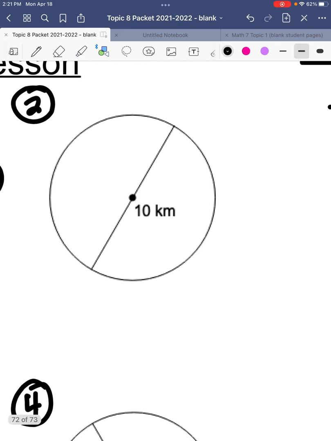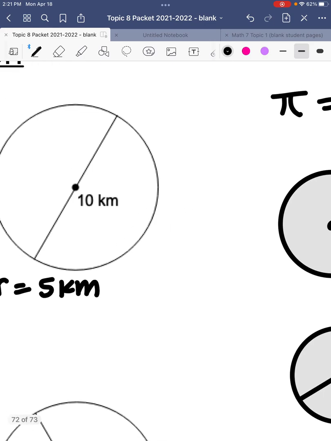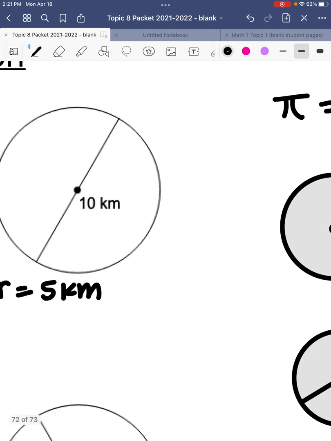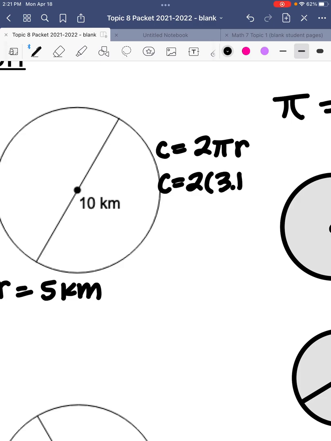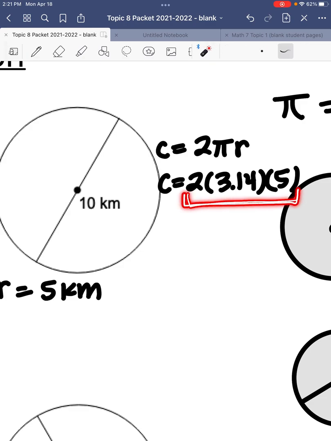So again, I have a circle with a diameter. So I need to know my radius. Well, my radius is half of the diameter. So half of 10 is 5. My radius is 5 kilometers. So remember our formula. Don't really have a whole lot of room here because of all the extra notes I did. It's 2 times pi times the radius. So c equals 2 times 3.14 times 5. So I'm going to put this right here into my calculator, right?